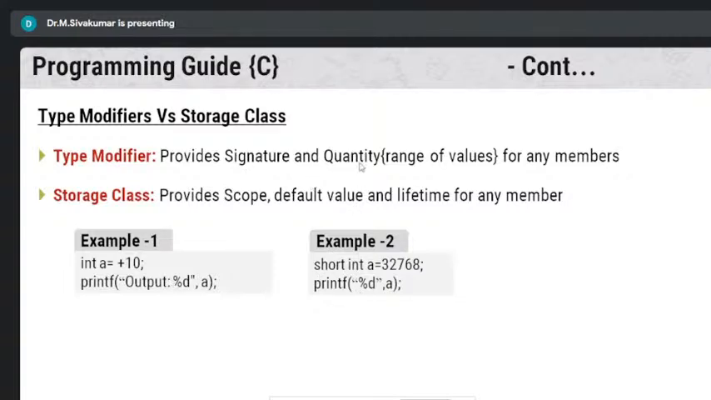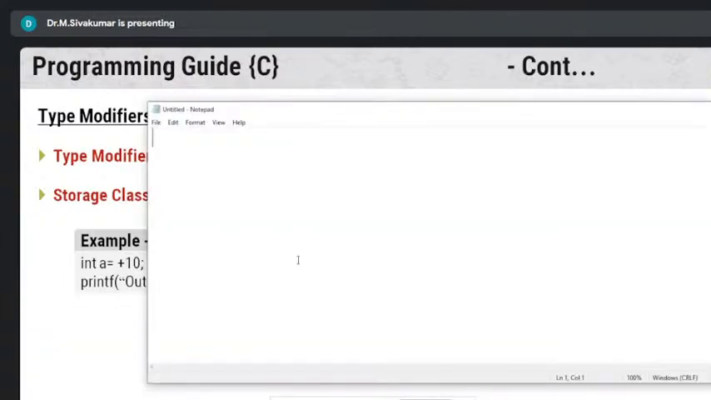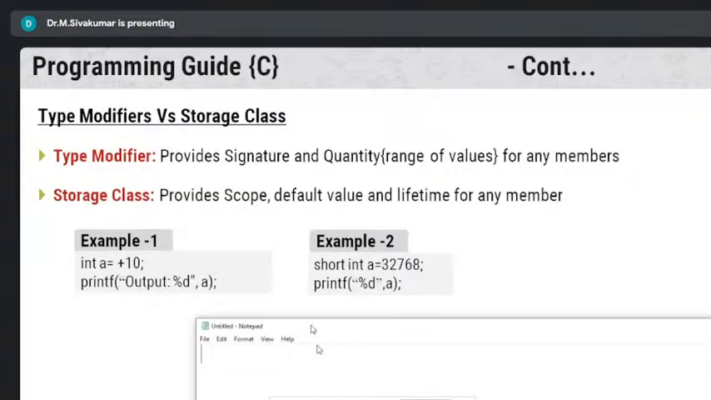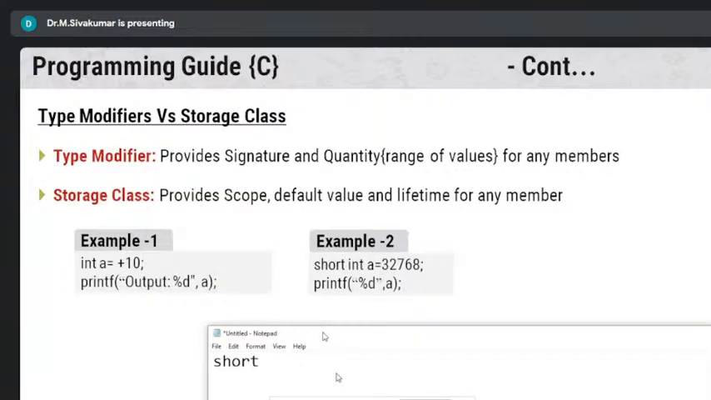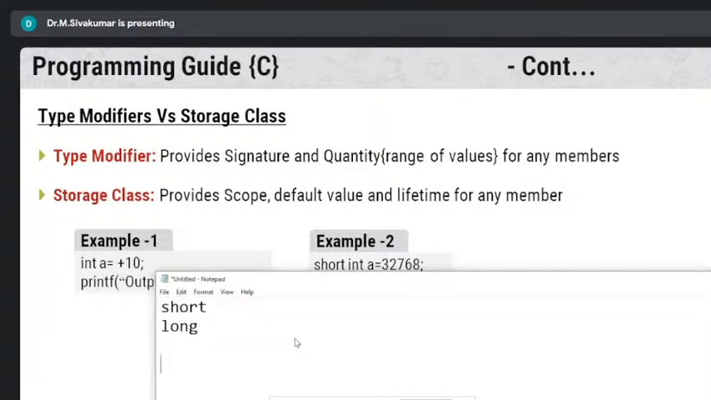Likewise, quantity means the capacity: what is the range of that particular variable? If I take a short integer here, automatically in the background we have to keep this in mind. So we have four types of modifiers here: short and long, and these are the new information we need to provide for the students, like signed and unsigned. Short and long will be dealing with the capacity, in the sense of the range of value.